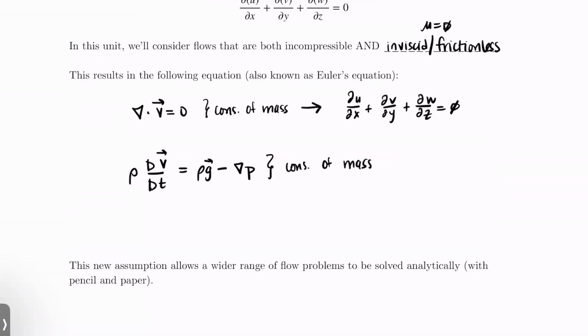Okay, so when we make these assumptions, especially including the assumption of frictionless flow or viscosity being 0, we can solve an even wider range of flow problems analytically, with pencil and paper, because we've gotten rid of that pesky second derivative, which opens a lot of doors for us.